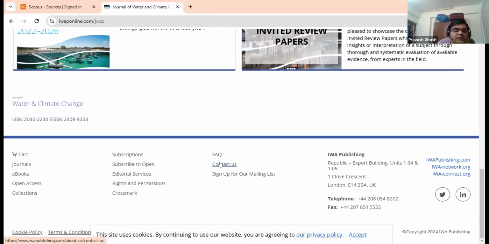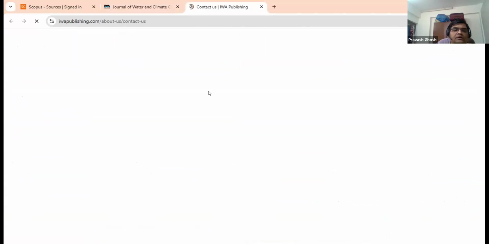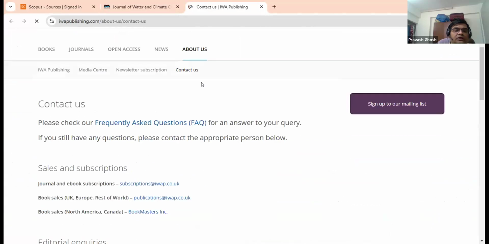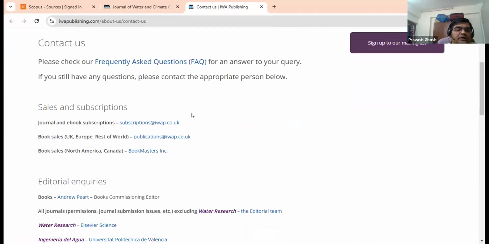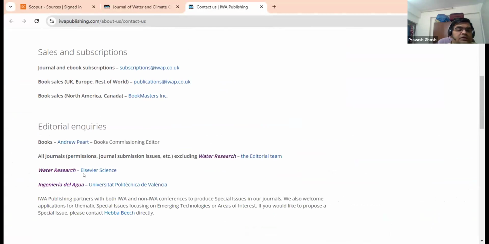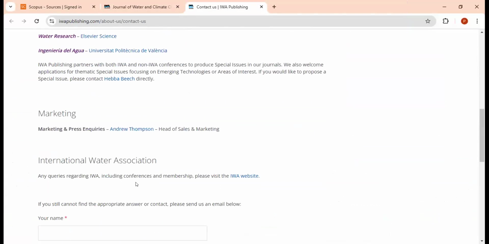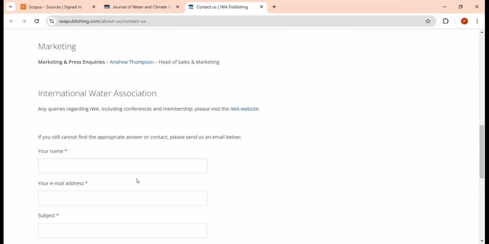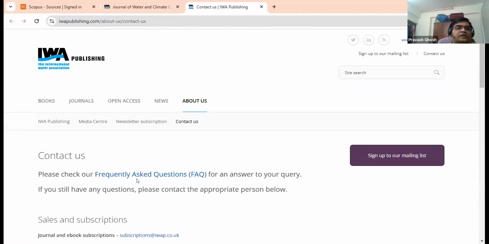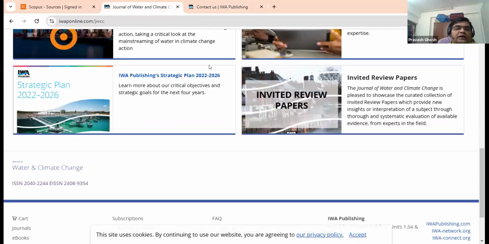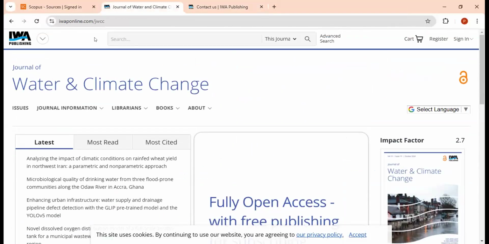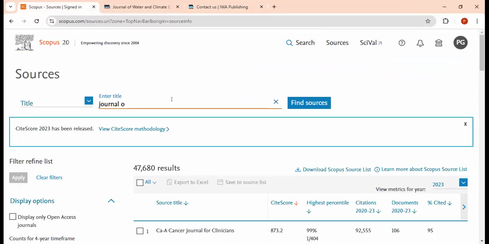Contact us. Let us see. Okay, please check frequently this for your answer. Editorial inquiries, books, this. Okay. Elsevier Science. Elsevier is there. So then it will be in Scopus 100%. क्या नाम है? Journal of Water and Climate Change, right? Just 1 minute.